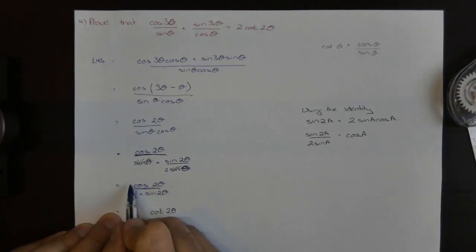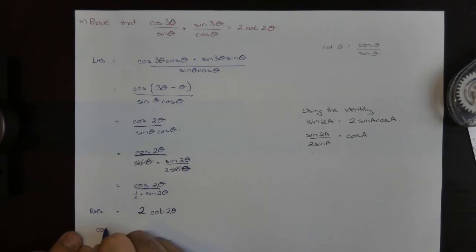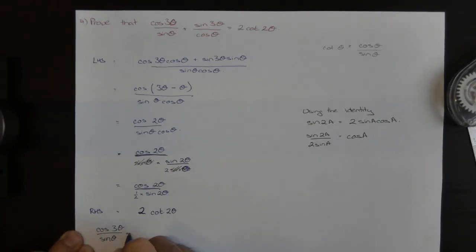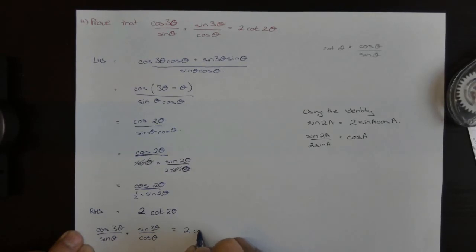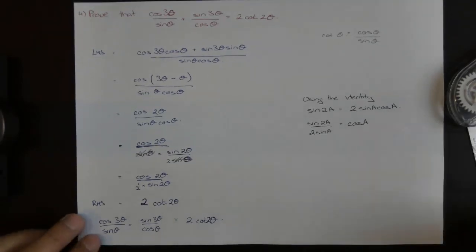But we've got a 1 divided by a half, which is just 2. Okay, and so that's the right-hand side. So cos 3 theta over sine theta plus sine 3 theta over cos theta equals 2 cot 2 theta. Okay, and that's it. Thank you very much.